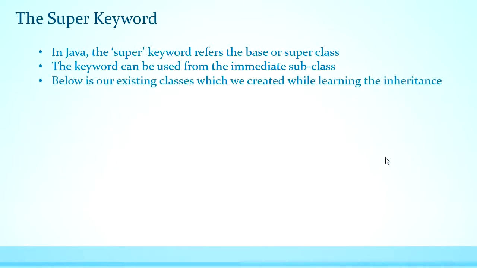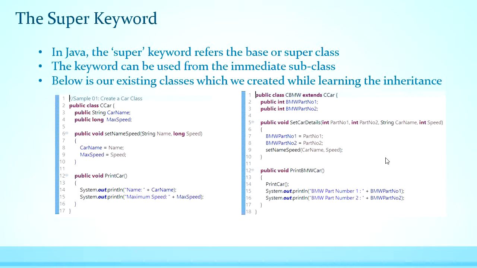Below is our existing class, which we created while learning inheritance in this video series. What we are going to do in the C car is replace set methods with a constructor. Then we will study the super keyword.